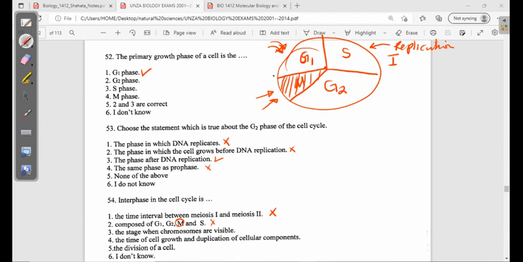The stage when chromosomes are visible. No. Interphase, the chromosomes are in their chromatin state. So they have to be condensed in prophase, that is in the mitotic phase. And for the time of cell growth and duplication, this is true. The division of the cell is not true because this is during either meiosis or mitosis.